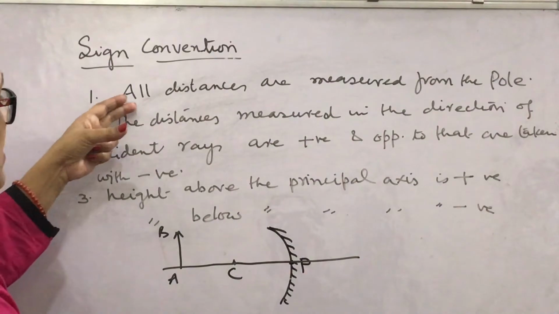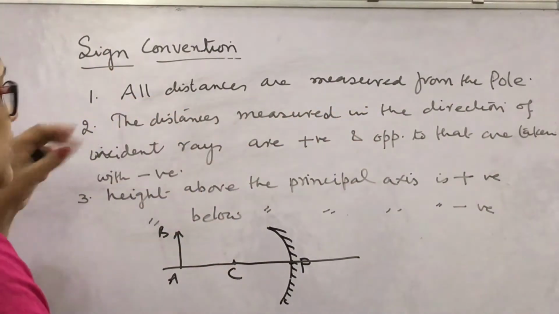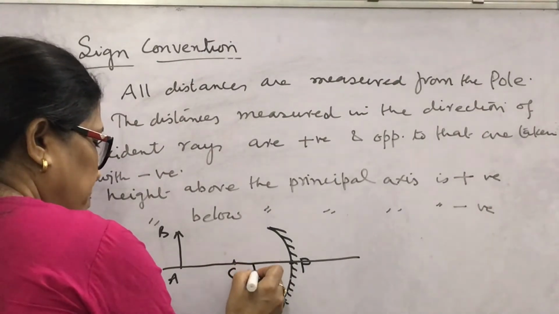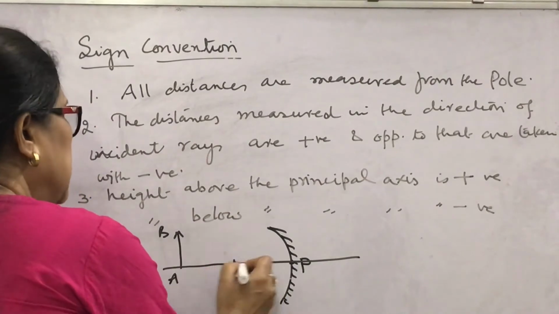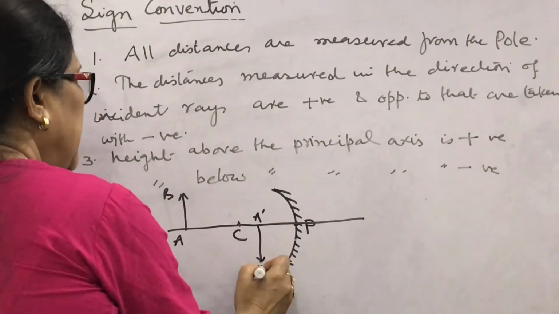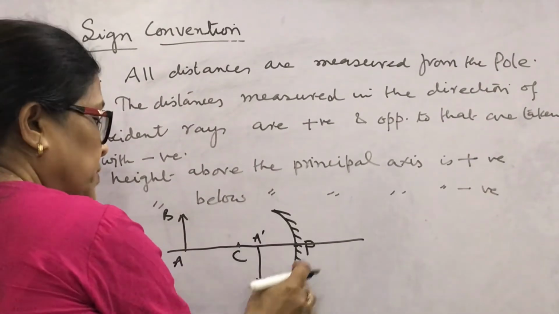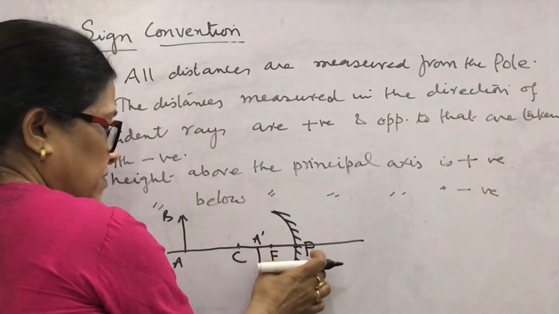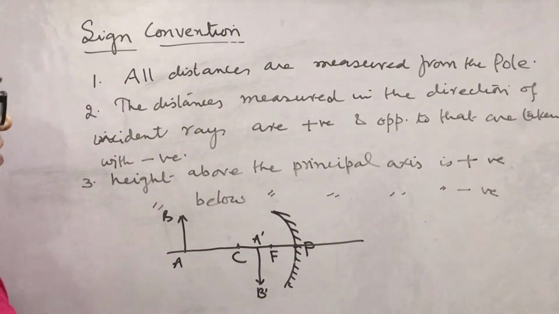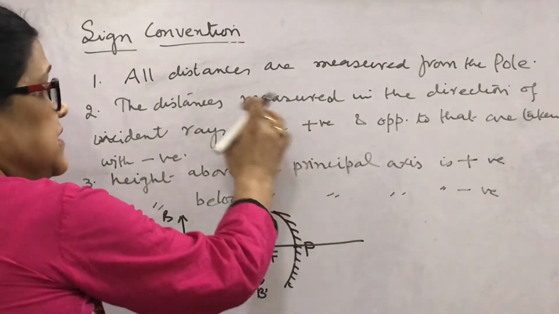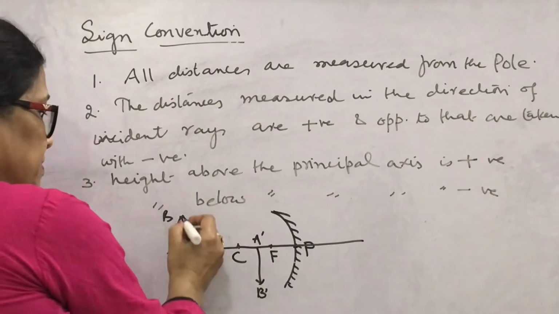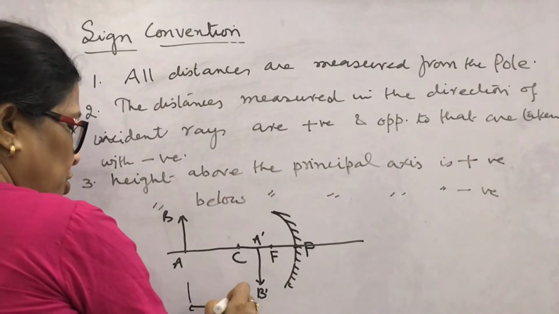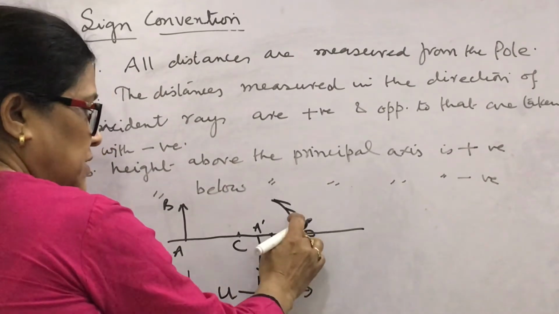Then look, all distances are measured from the pole. What does it mean? Suppose its image is formed here at this distance, named A dash, B dash, and this is a mirror of small aperture. The midpoint is F, so PF is the focal length. Learn that all distances are measured from the pole. So if the object is AB, its distance is represented by U, measured from P.